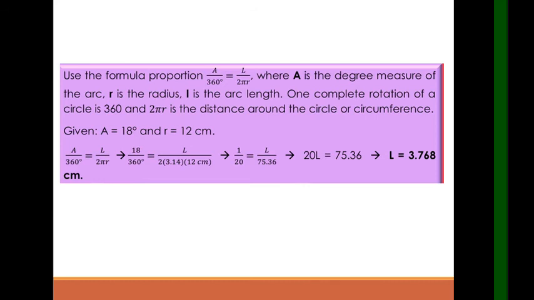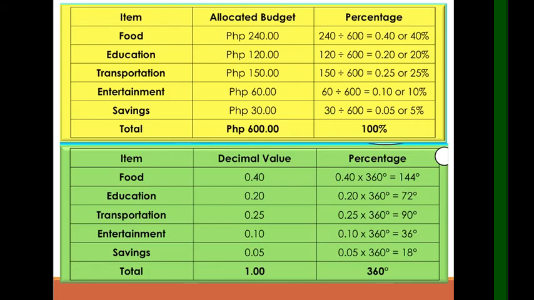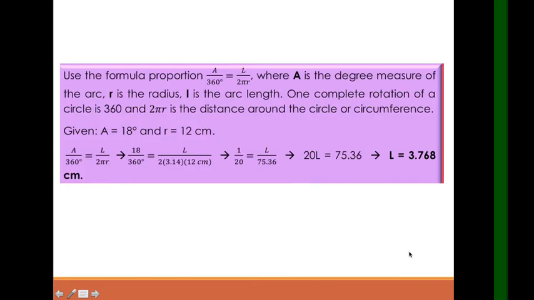ano na ba to? Number 5 na ba tayo? Okay, 5. Find the arc length of the sector intended for savings. So, savings yung inahanap natin. Ang savings natin ay 18 degrees. Ito siya, 18 degrees. So, therefore, A is equal to 18 degrees. Ito yung formula ng proportion niya. So, A over 360 degrees equal to L over 2 pi r.